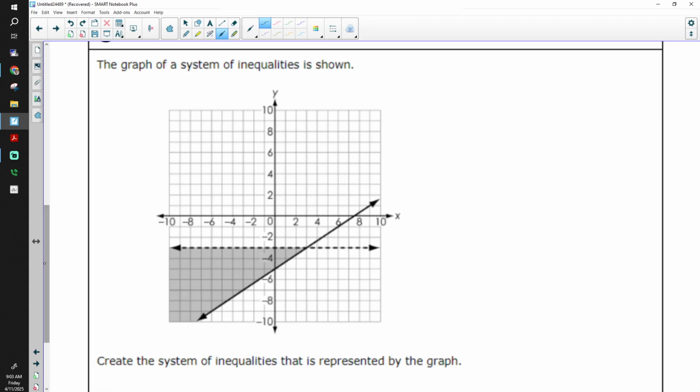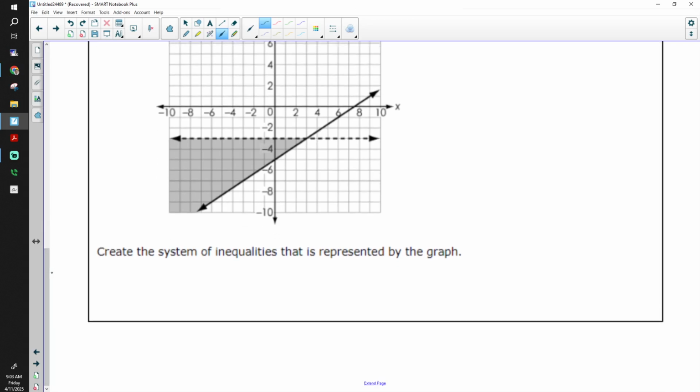Graph the system of inequalities shown. When you have a problem where you have to graph, we have to create the system. So let us first do our line. So here is one pretty point. Here is another pretty point. This is the point 0, negative 5. And this is the point 6, negative 1.